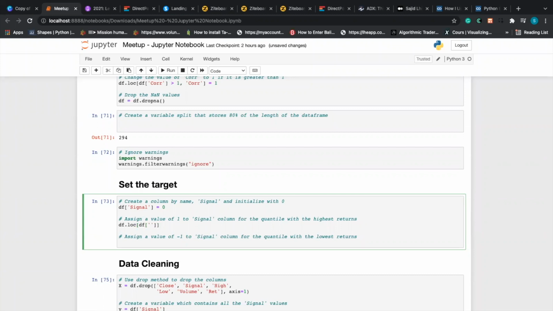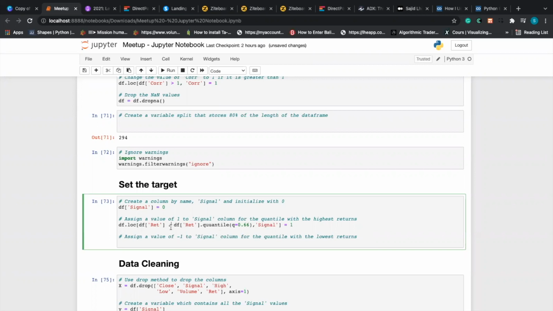Yes, up, we are going to be based on the return. To locate when the return is going to be above the return of the quantile, when the quantile equals 0.66, we are going to alter the column signal with a value of 1.